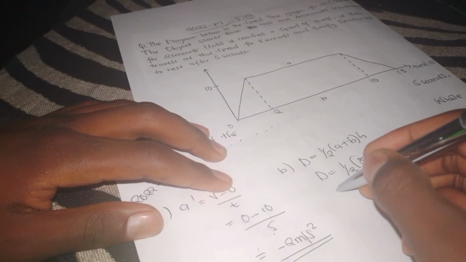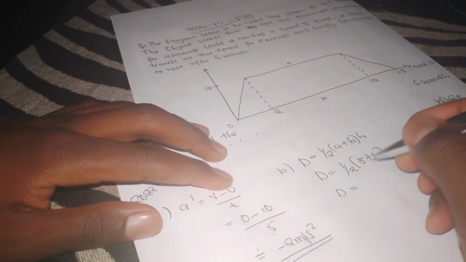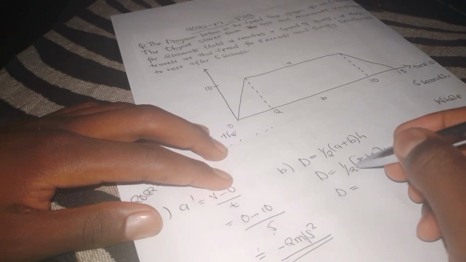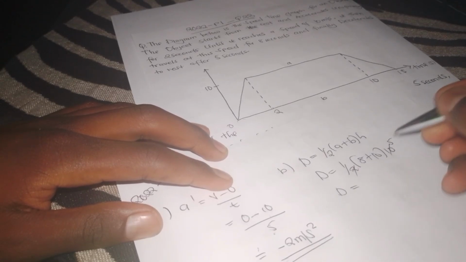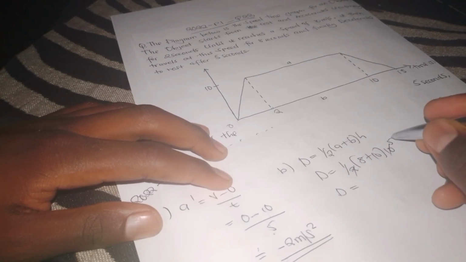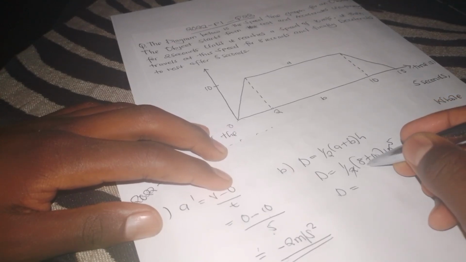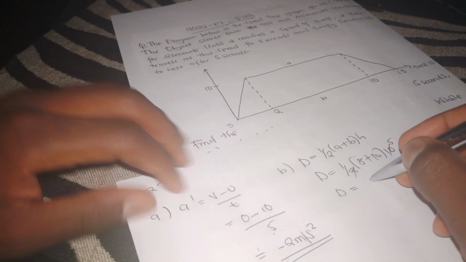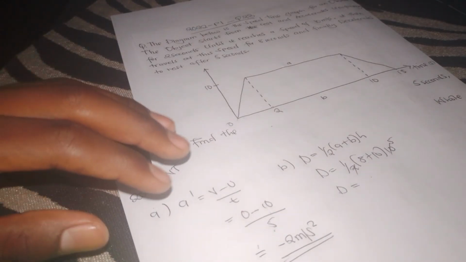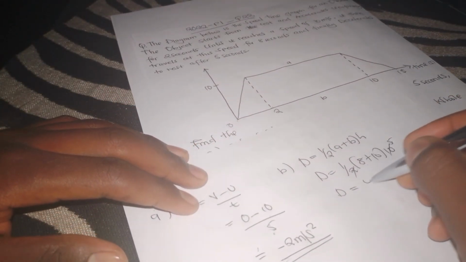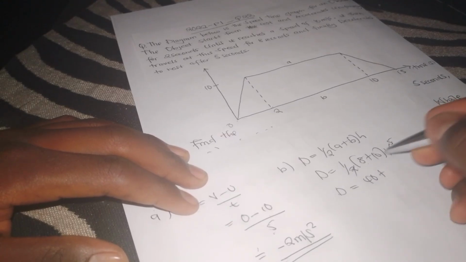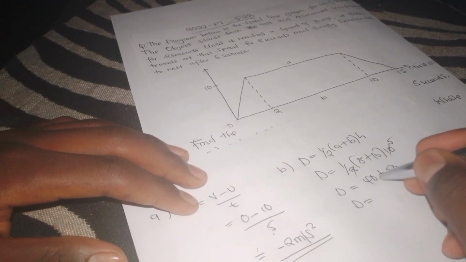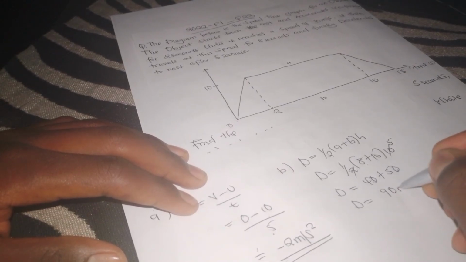Then distance is equal to, this can cancel with this, we remain with 5. Then 8 times 5 is 40. So 5 times 8 is 40, plus 5 times 10 is 50. So distance is equal to 40 plus 50. We're going to have 90 meters. So this is our final answer for B.